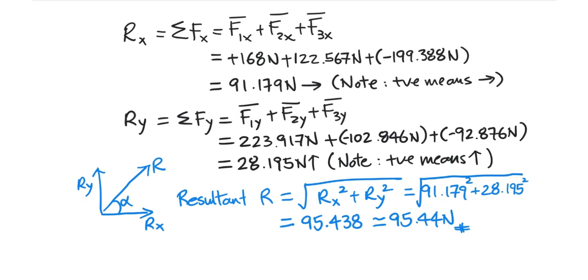Tangent alpha equals Ry over Rx. Hence, angle alpha equals tangent inverse of 28.195 divided by 91.179, which equals 17.183 degrees.